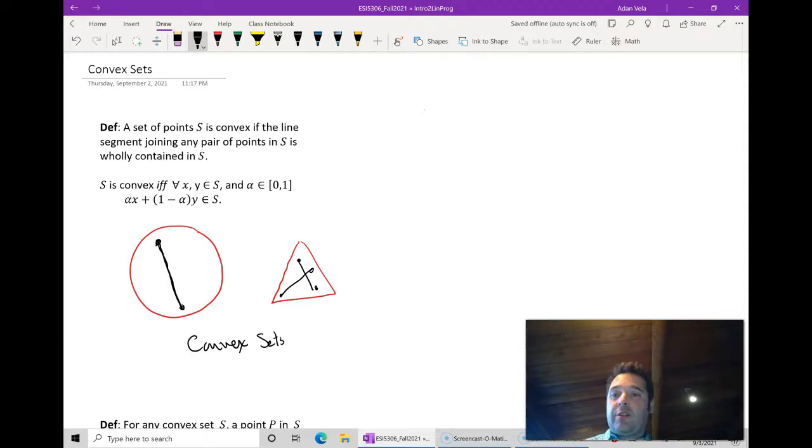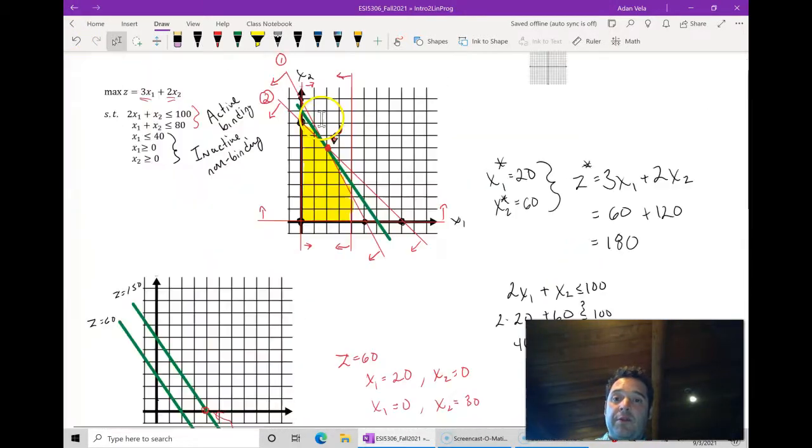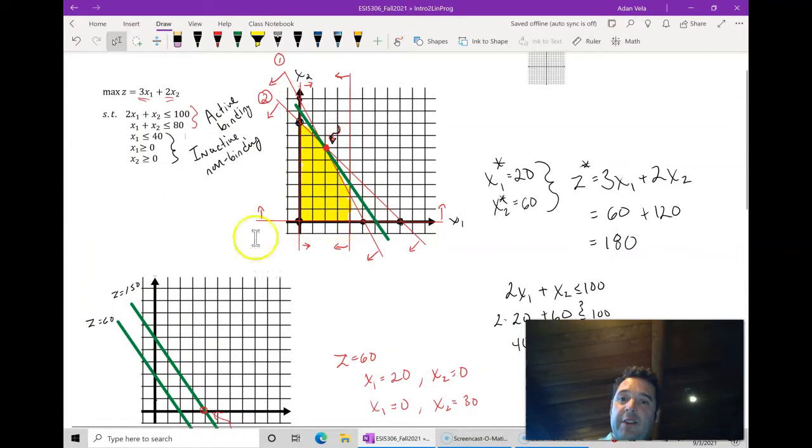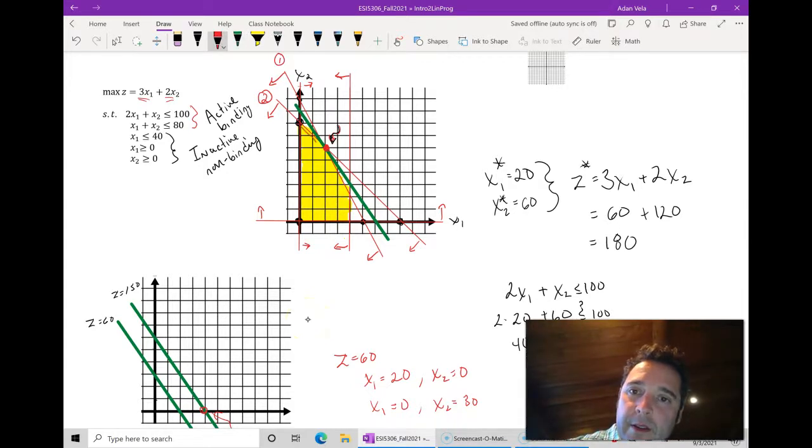Now, certainly the last problem that we worked with, the toy factory problem, if we look at this area right here, this yellow area, this is certainly a convex set. I can take any 2 points in the set and draw a line connecting them, and that line is still fully contained within that yellow region. I can't get outside of the yellow region.